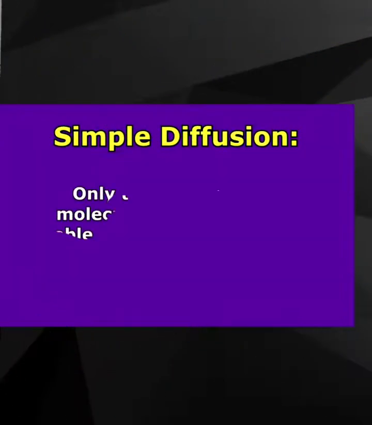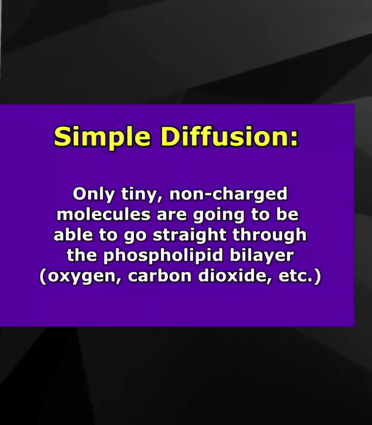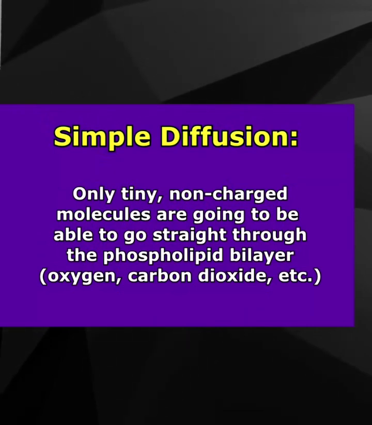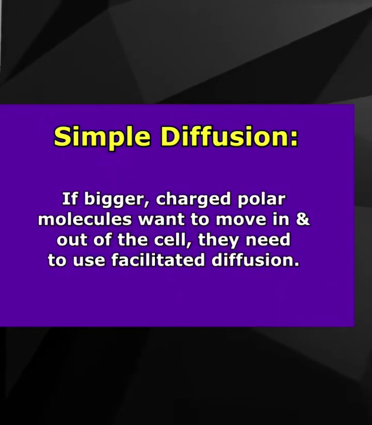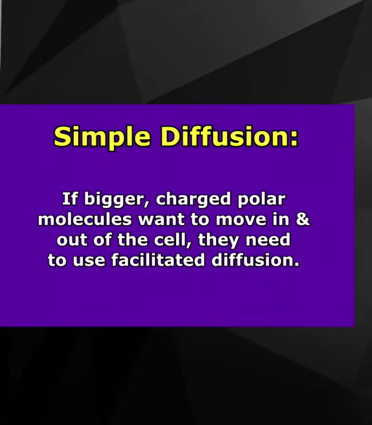Now, an important thing to remember about simple diffusion is that only tiny non-charged molecules are going to be able to go straight through this phospholipid bilayer. So we're talking about things like oxygen, carbon dioxide, and so forth. Now, if bigger charged polar molecules want to move in and out of the cell, they need to do it through a different process known as facilitated diffusion.